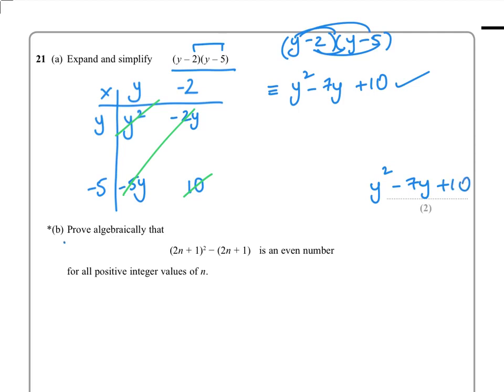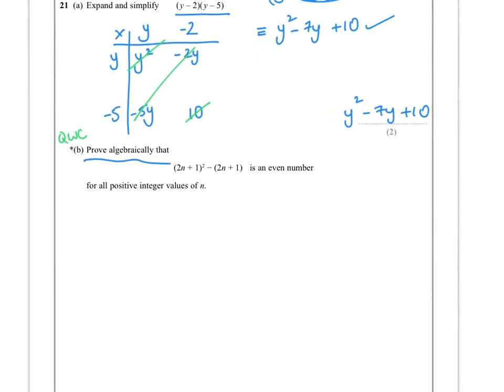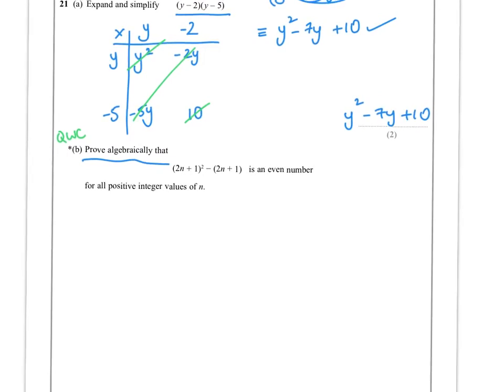Then it says prove algebraically. Don't forget QWC. Show your workings out properly. You've got to show that it's an even number. Now for something to be an even number, it's got to be 2 times something. And just call that something k. So we've just got to basically work all this out and hope that it's 2 times something. Okay, that's it. So we'll try and do it all in one go if we can.